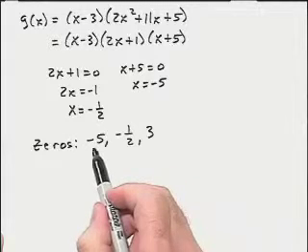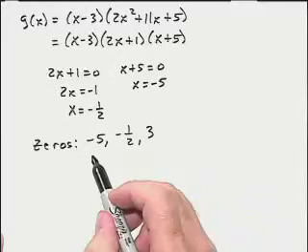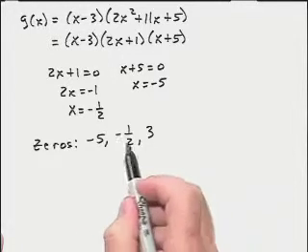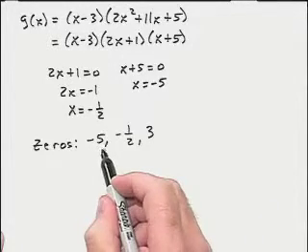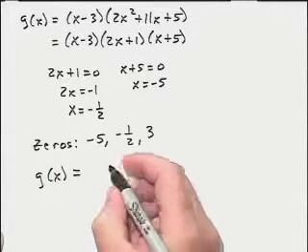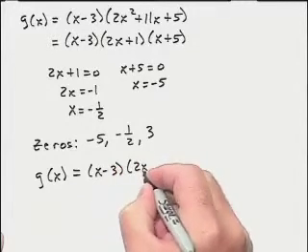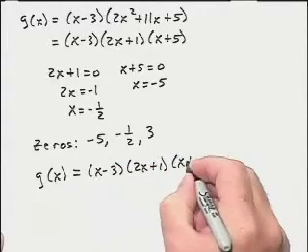Now, if you notice, these are three rational zeros as well, and if we look back in Part C at our list of potential rational zeros, we'll see that each of these occurred in that list. Our function in completely factored form is then x minus 3 times 2x plus 1 times x plus 5. Now that we've found the zeros for our function, we're going to turn our focus to the intercepts.